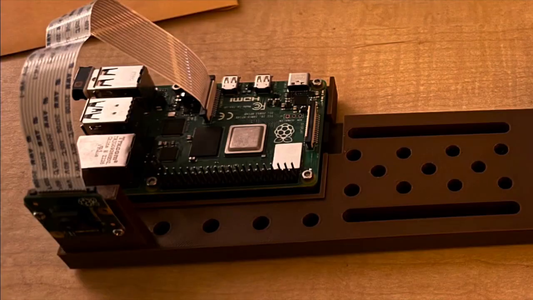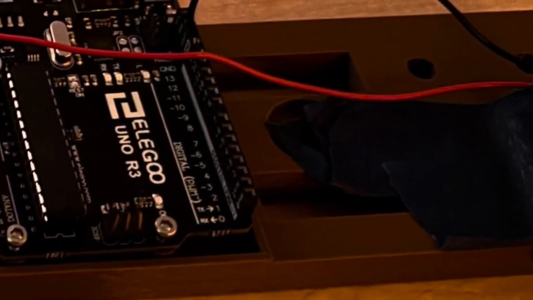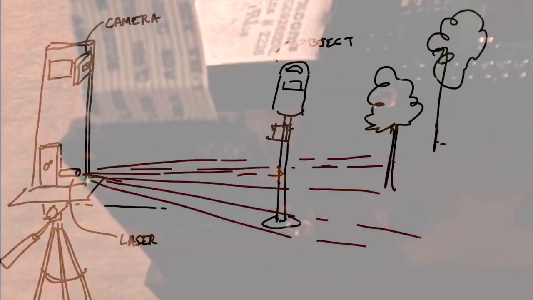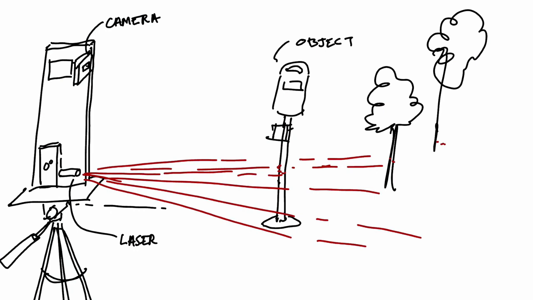It's basically the main system that interprets what is being transmitted and received. The laser, which is the transmitter, is also powered by the Arduino, and the Raspberry Pi camera, which captures the images, makes it the receiver. Those three make up this LiDAR system.